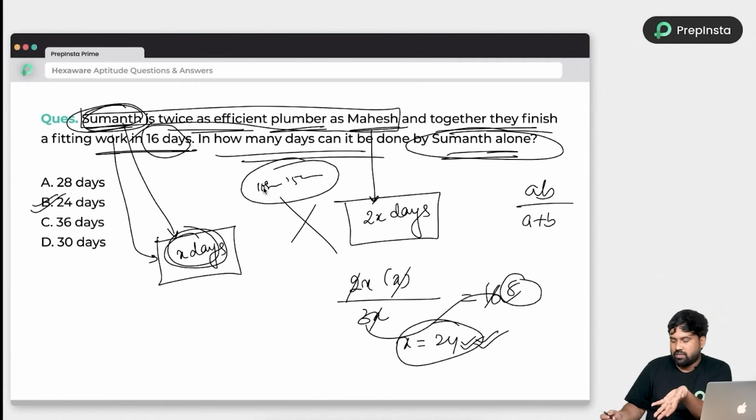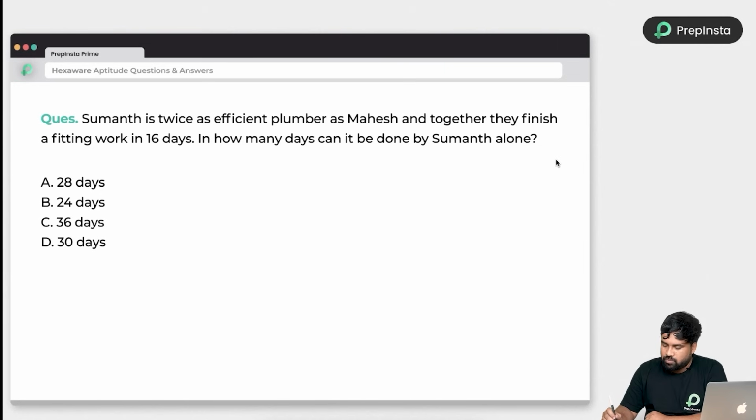Hardly any time it will take. One formula, one shortcut. Simple. So just look into the next problem.